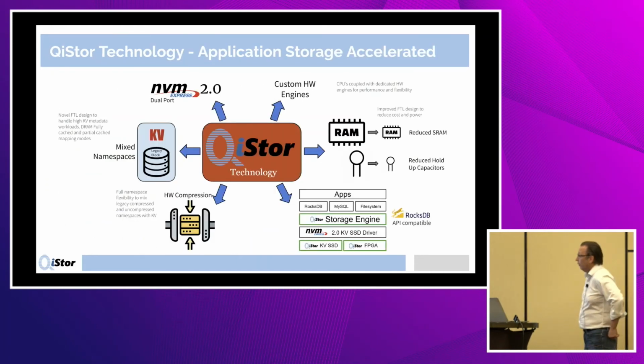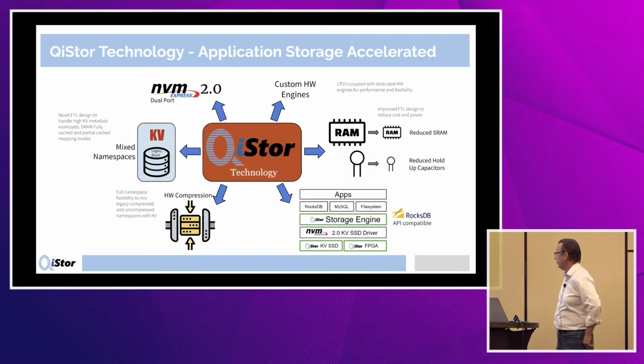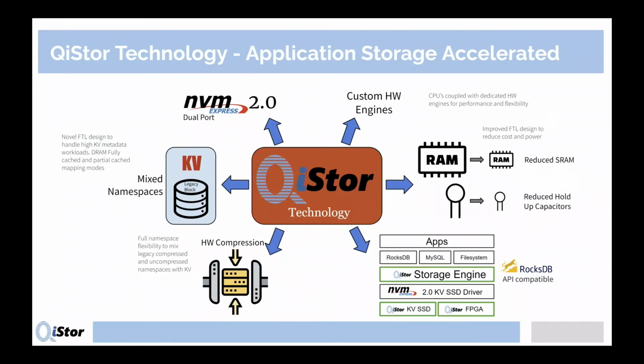So this is what we're working on at Keystore. Our technology consists of various pieces that make up our FTL, and again, this is all about how you manage the amount of metadata. The other thing we do is allow mixed namespaces. On the device, you can have a namespace that's like a legacy block-based one, and you can have namespaces that are key value. So we provide that flexibility.